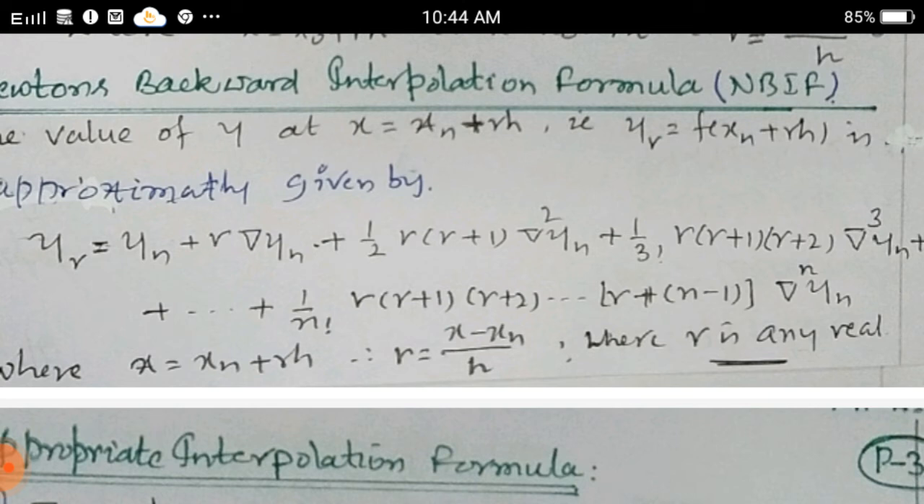So r is equal to x minus xn by h, that is x minus xn is equal to rh, and r is equal to x minus xn divided by h, where r is any real number. So r is the step length or step size. Okay, x is the value of y required at this point. Xn is the last value of the table. So we may calculate r is equal to x minus xn divided by h.